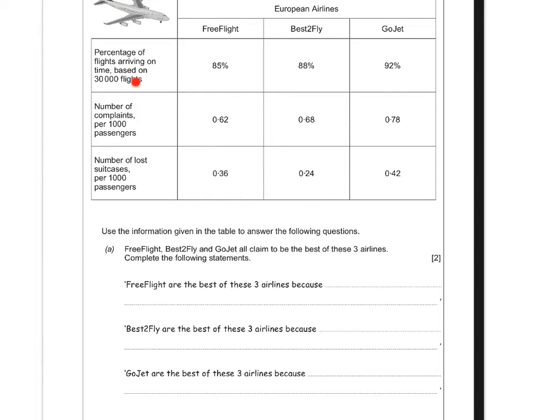Percentage of flights arriving on time based on 30,000 flights. So they have 85%, but this place is clearly better because they have 88, and this place is even better, so they have 92. So their number of complaints per 1,000 passengers, 0.62, so that's like 62%, 0.68, 0.78. So that's our reason there then. It's because they have the fewest number of complaints.